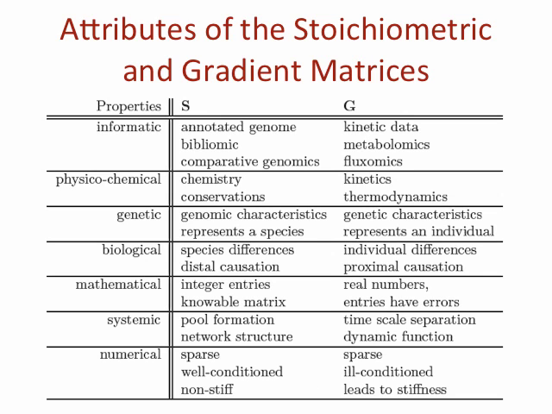The matrix S has been found to be useful in studying differences between species because it represents a species by itself, and has also been useful in studying what's known as distal causation in biology, how genomes change over generations. For instance, horizontal gene transfer into a cell may create an entirely new column in the stoichiometric matrix.